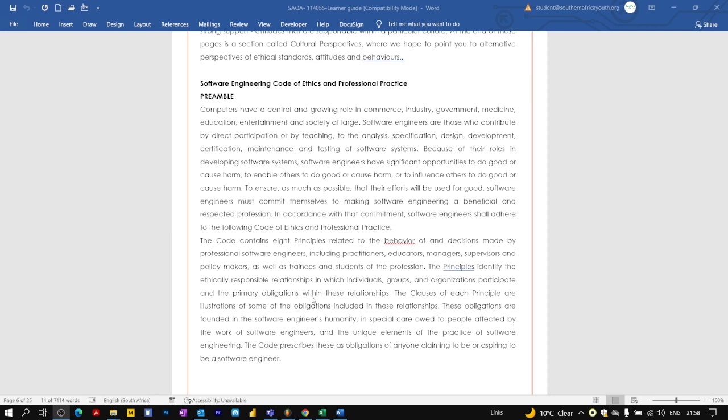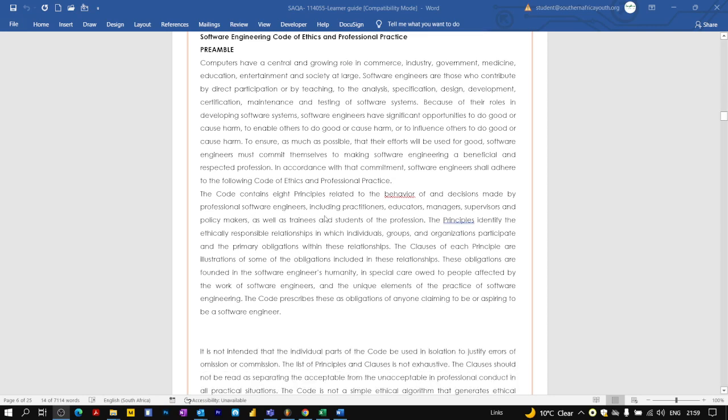We did talk about some of them in prior lessons, about people having to protect each other's personal information, because according to the rules and regulations of South Africa, all these should be respected. There are many other codes of conduct that can be added to that according to each company and how it deals with its clients and stakeholders. But certain ones are straightforward because they just obey what the laws of that country say. The code contains 8 principles related to behavior and decisions made by professional software engineers, including practitioners, educators, and so forth.